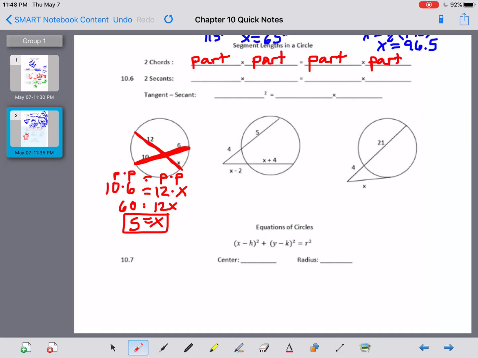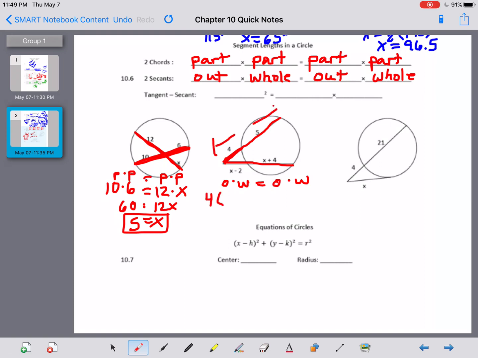All right, then we have two secants. This is the second example, okay? And on this one, we do out times whole on one secant equals out times whole on the other secant. Okay, now watch carefully when we get these, especially the whole. So on this top one, my outside segment is 4. The whole thing, out and in combined, is 9.